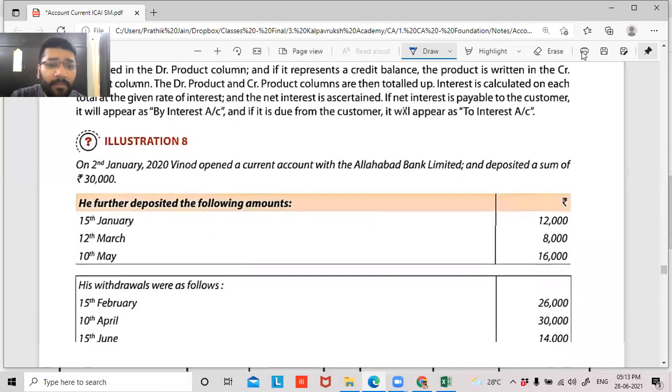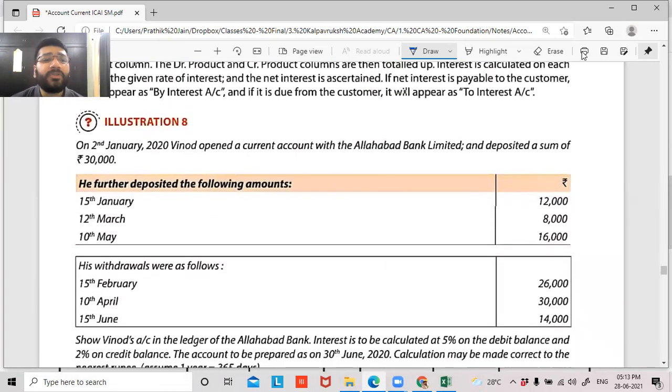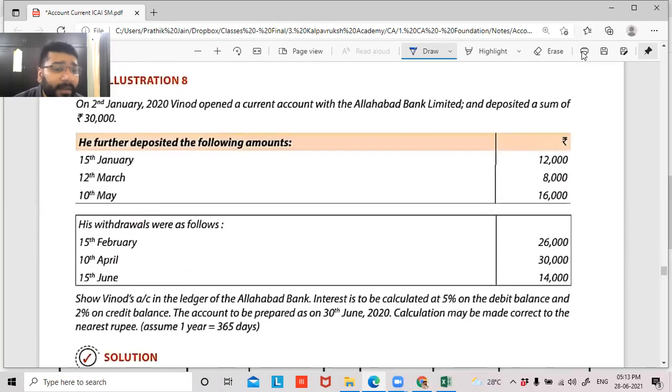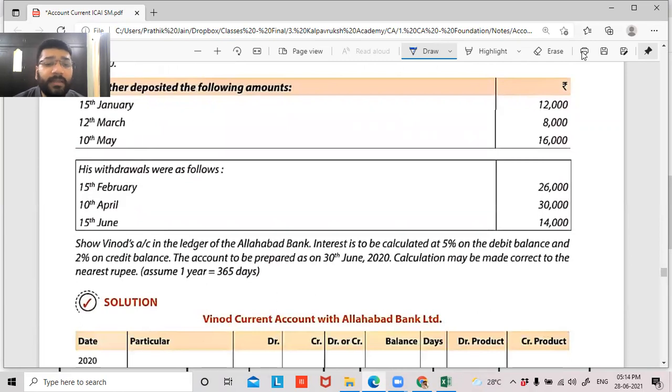So let's take an example, guys, with that we'll understand. Illustration 8 says that on 2nd Jan 2020, Vinod opened a current account with Allahabad Bank Limited and deposited a sum of 30,000 rupees. He further deposited the following amounts: on 5th January 12,000, 12th March 8,000, 10th May 16,000 and so on. His withdrawals were as follows: 15th February, 10th April, 15th June. Show Vinod's account in the ledger of Allahabad Bank.